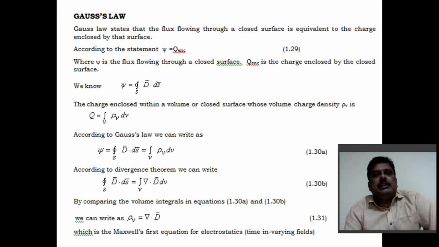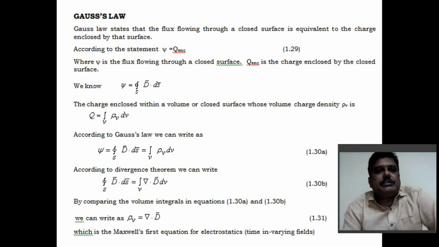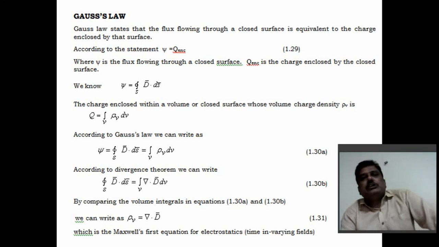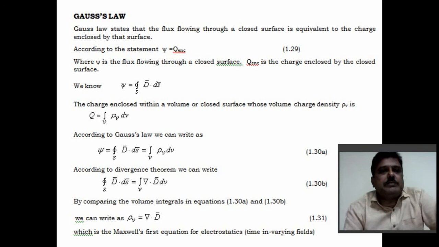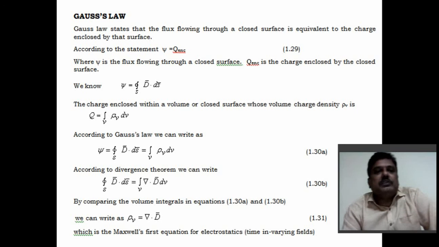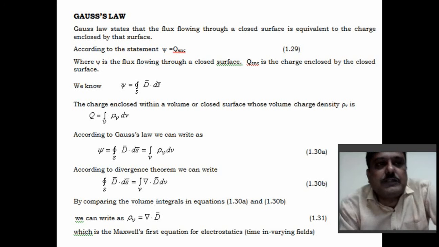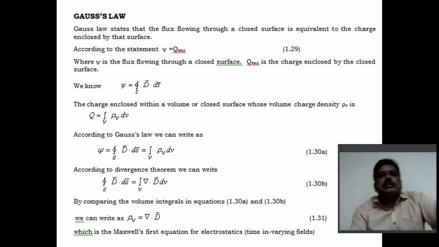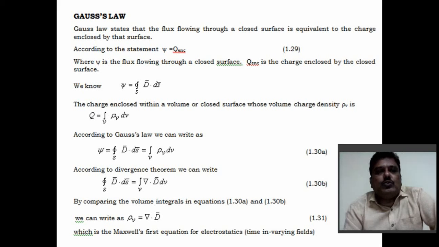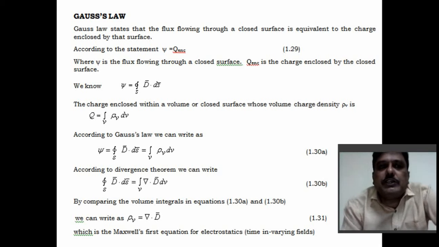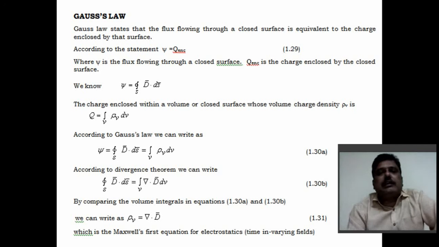So till the last video we have discussed Coulomb's law, and using Coulomb's law and the various coordinate systems, how we can determine the electric field intensity. First, we determined how to find electric field intensity due to point charge distribution, then due to line charge distribution, then due to surface charge distribution, and then due to volume charge distribution.